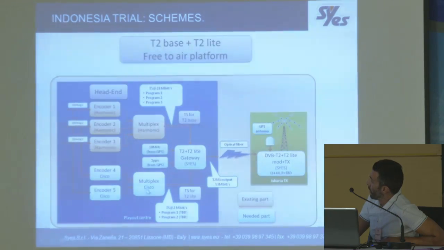This is the schematic block of the trial they did. In this case, they have not tested the SFN, but only the quality of the signal. And they used 3 encoders for the base part and 2 encoders for the light part, then a Harmonic multiplex for the base part and a Cisco multiplex for the light, and then combined into the DVB-T2 gateway in order to produce the T2-MI, and they send it through an optical fiber to the transmitter, which has been provided by SYES.